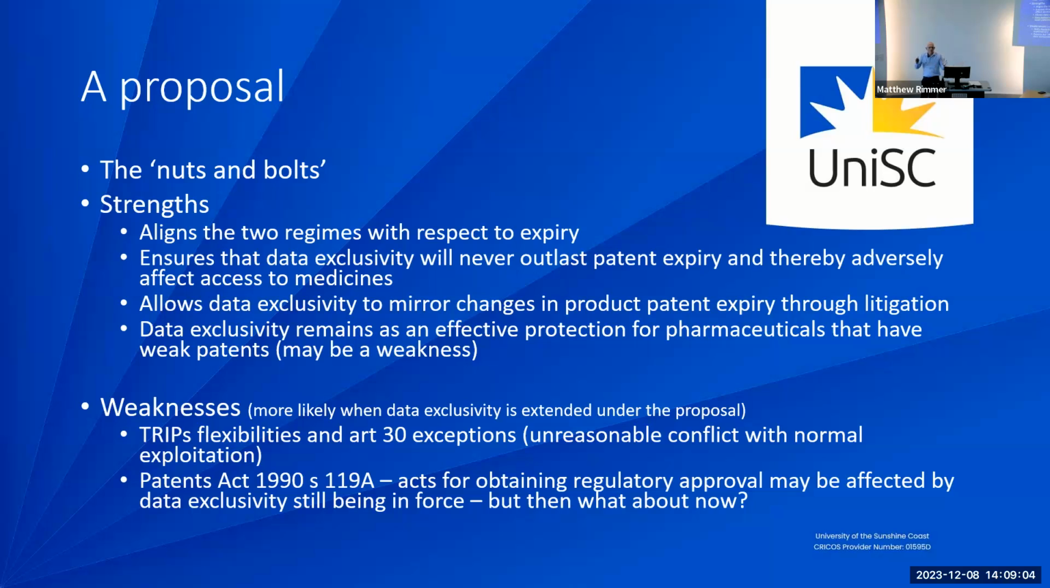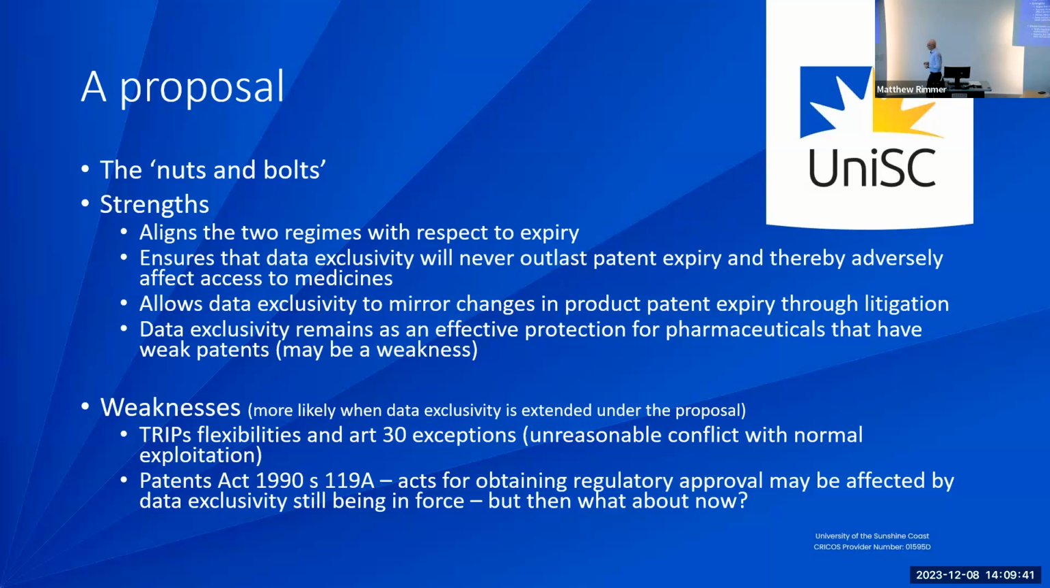Because as long as we've not got the generics in the market, the prices are not coming down. It allows data exclusivity to mirror changes in product patent expiry through litigation. So if a patent's litigated, there should be that link still between the data exclusivity expiry and the patent expiry. And data exclusivity still remains as an effective protection for pharmaceuticals that have weak patents. That might be a weakness, depending on how you look at it. There are a couple of weaknesses, of course, as with everything.